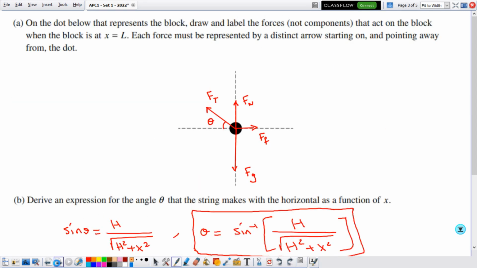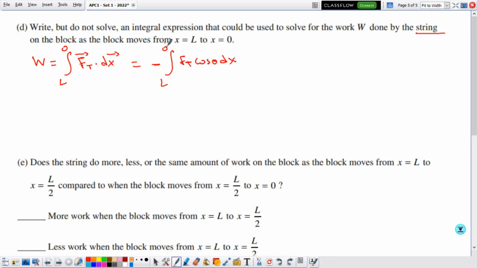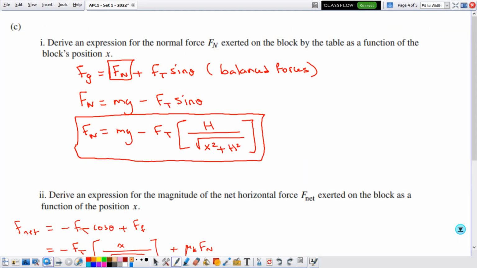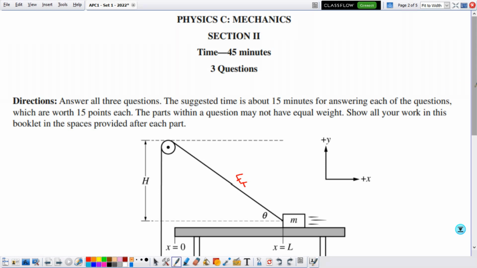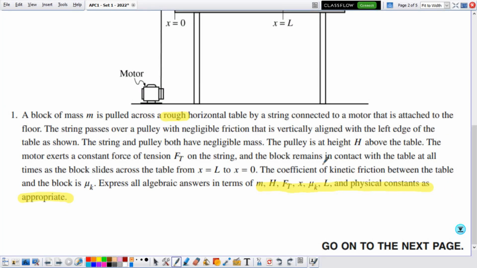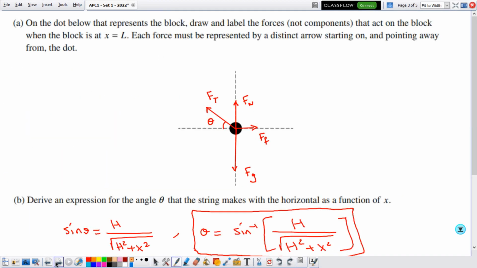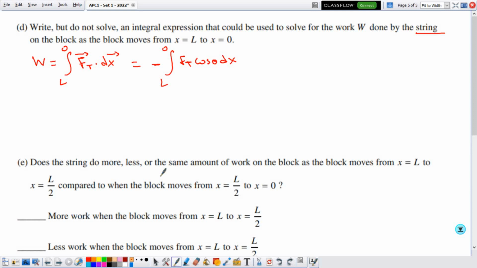Now here, before I drag the tension out of the integral, I need to double check that the tension is constant, and this has been stated in the text. The motor exerts a constant force of tension T, so tension is constant and can be dragged out of the integral. Otherwise, if the tension is not constant, it cannot be dragged out. So minus Ft integral from L to 0.